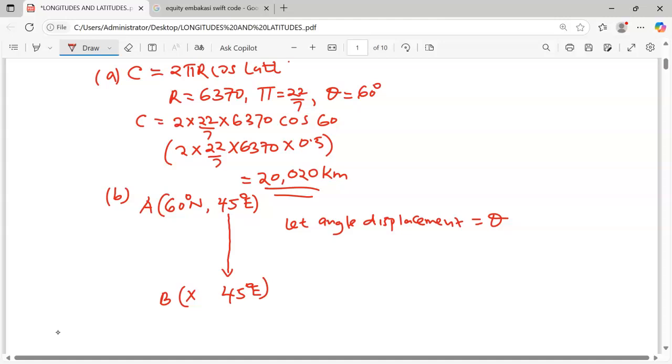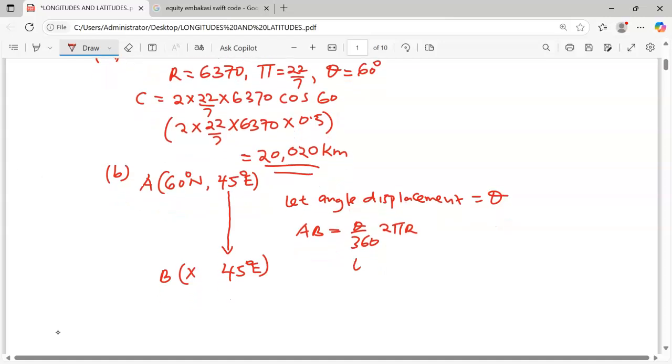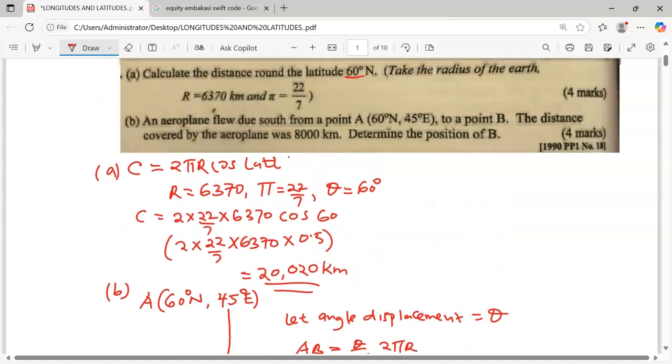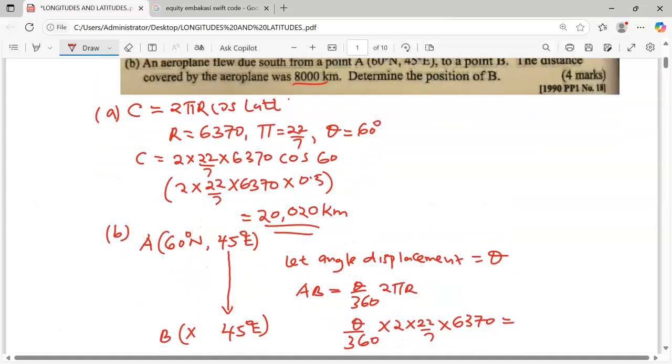Remember, this is the movement along a great circle, and therefore the distance along a great circle in kilometers is given by theta over 360. We multiply by twice pi r. We do not have the angle displacement, which is theta over 360. We multiply by 2 times 22/7 times the radius of the earth, which is 6370. And this one is going to be equal to the distance. And we have been told that the total distance covered is 8,000 kilometers.